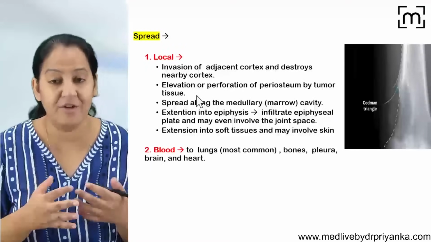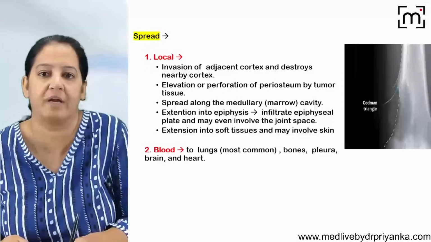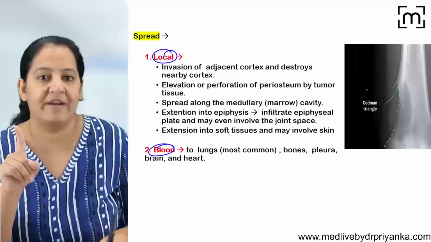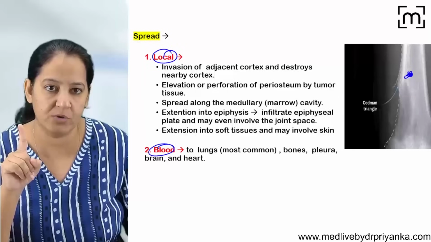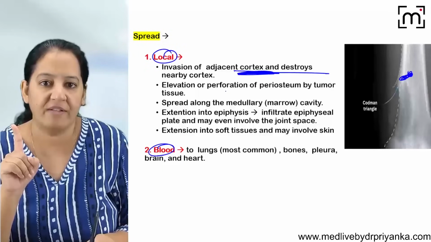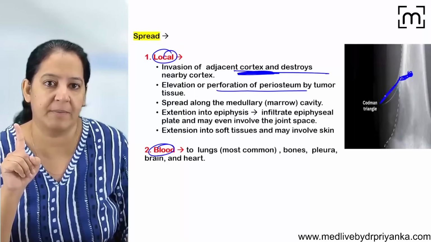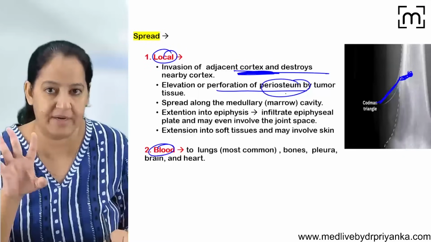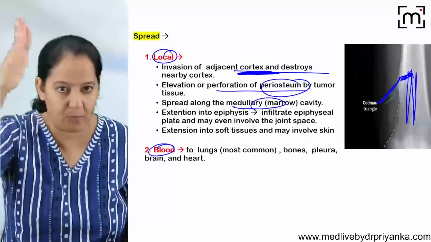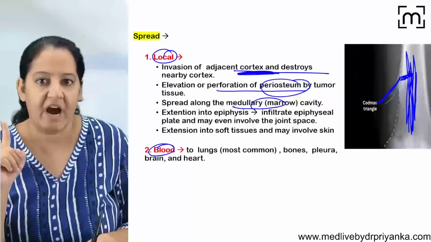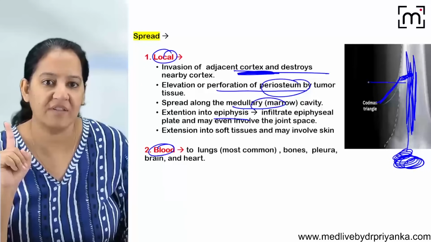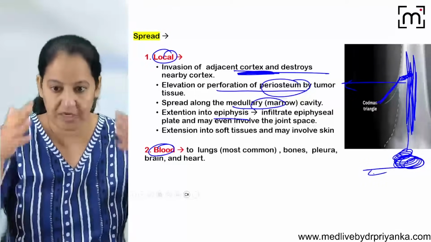Coming on the spread, since it is a malignant tumor, we have to talk about the spread. There are two types of spread, local and blood. Blood is hematogenous. Local spread, first, it starts from the medullary cavity and goes to the cortex and destroys the cortex. After that, it perforates the periosteum and lifts the periosteum and makes the Codman triangle. So the periosteum is destroyed. After that, it spreads along the medullary cavity, horizontally and vertically in the entire medullary cavity. After that, it goes to the epiphysis also. From metaphysis, it goes to the epiphysis and involves that also. After that, it involves the soft tissue also.